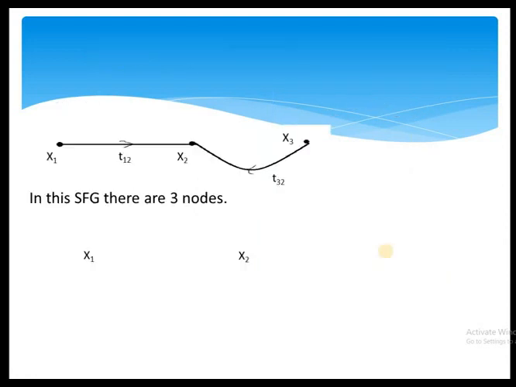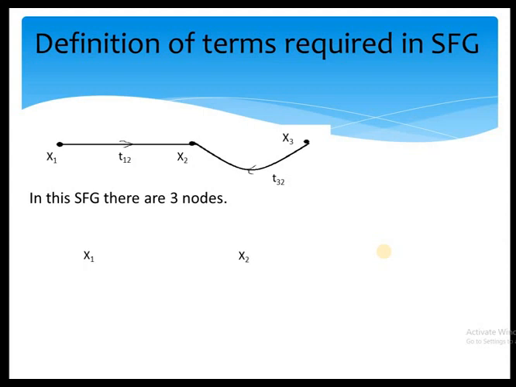Moving on to the next one, the definitions of SFG. The first definition is a node. It is a point represented as a variable. Here the nodes are x1, x2 and x3. A node can also be defined as a combination of two or more branches. Branches are the lines joining x1 and x2, and x3 and x2. These two are called branches, with gain values of t12 and t32. So a node can also be defined as a combination of two or more branches.